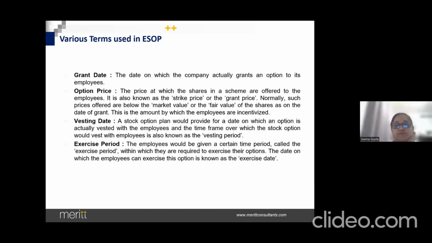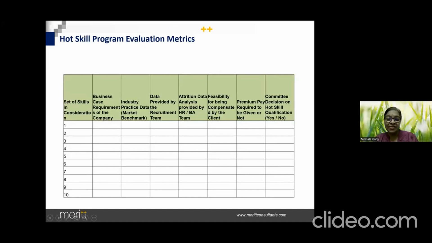True. Okay. Now, what are some of the design considerations of a variable pay plan?